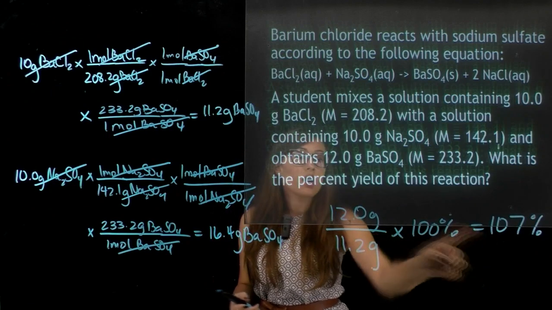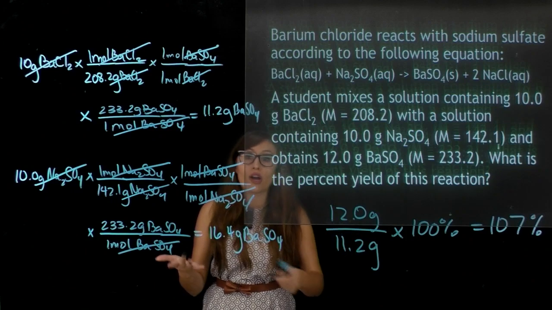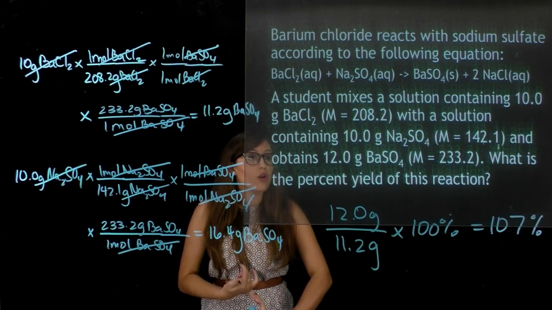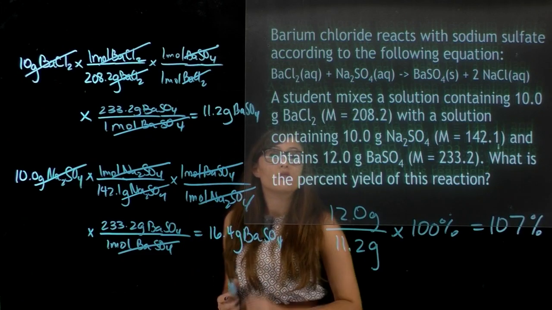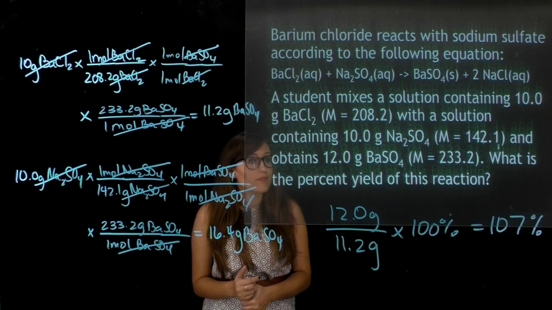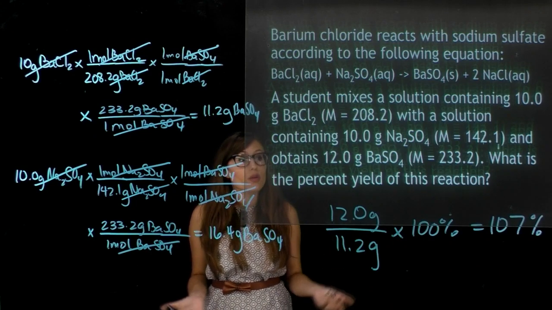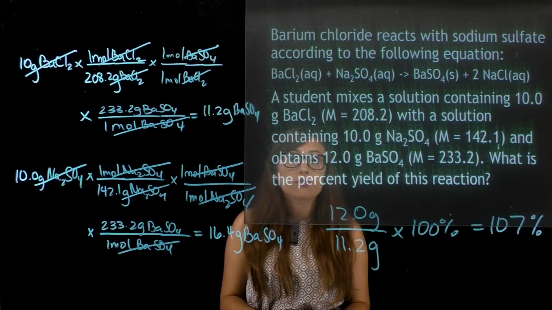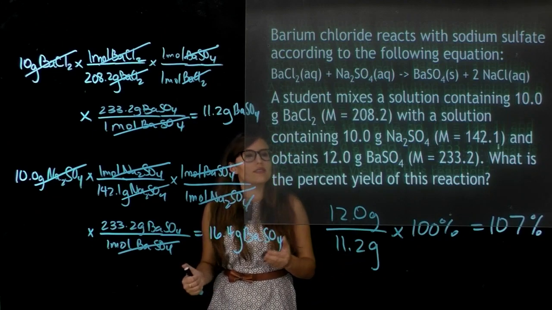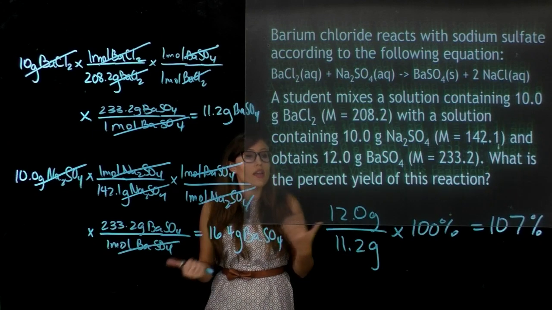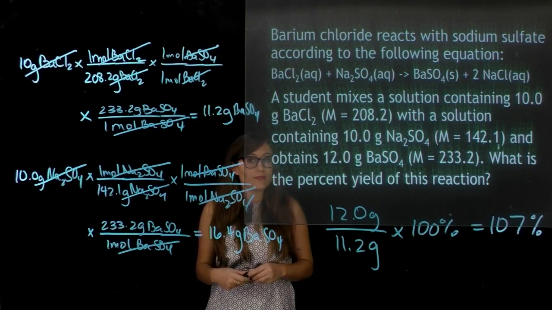Well, this is over 100%, and so what does this tell you about your product? Your product can still be wet from the overall reaction, and you didn't completely dry your product, so you ended up with a larger mass than expected. So make sure when you do these types of problems, you're also taking into consideration what your overall answer means. If it's larger than 100%, that doesn't make too much sense because it's telling you that your product's still wet and you have to continue drying it in order to get your correct percent yield.